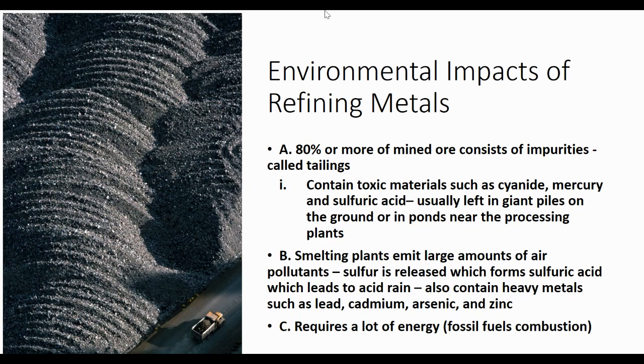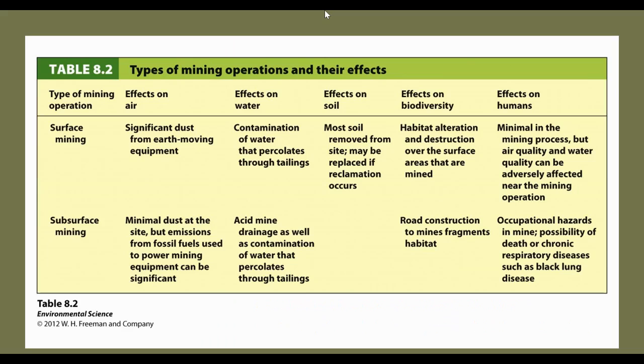We also see that the smelting plants that are required to refine our metals oftentimes emit large amounts of air pollutants because they depend upon fossil fuel use. When we depend upon fossil fuel use, it will release sulfur into the air. That sulfur will react with water vapor in the atmosphere and form what's known as sulfuric acid, which can lead to acid rain. It may also contain heavy metals such as lead, cadmium, arsenic, and zinc.